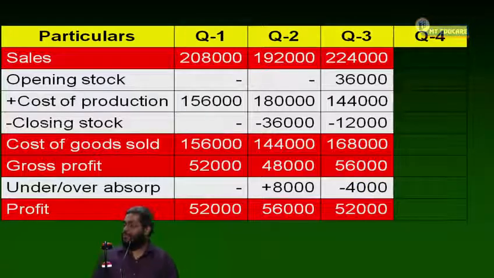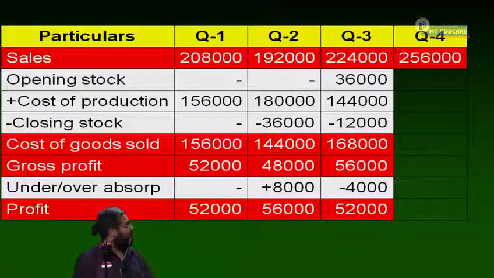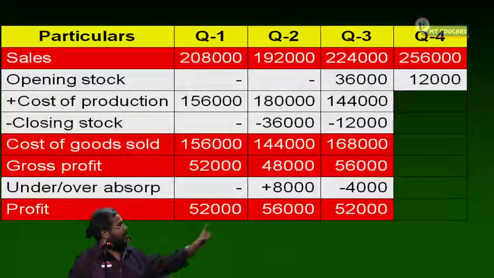Quarter 4. How many units am I selling in quarter 4? 32,000 units. At how much price? 8 rupees. Everybody understanding and writing or not? So 32,000 into 8. What is the sales here? 2,56,000. Opening stock how much? 12,000. Last quarter's closing stock becomes this quarter's opening stock.